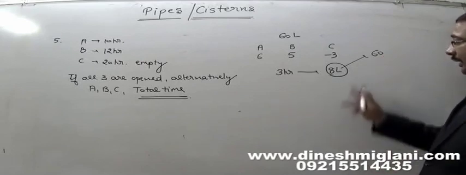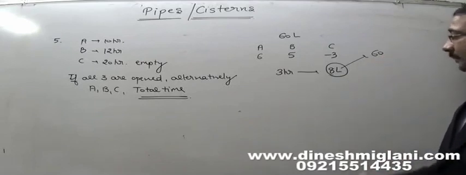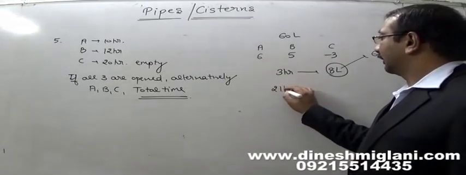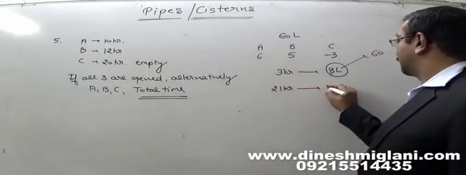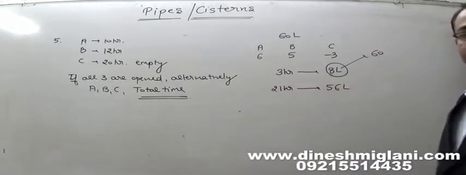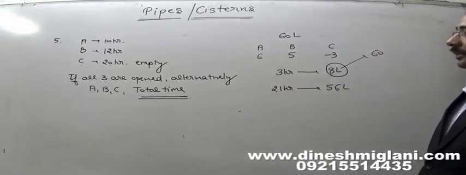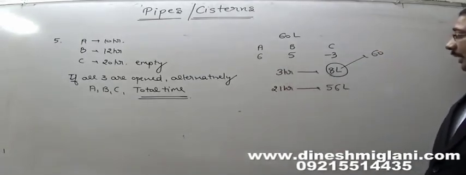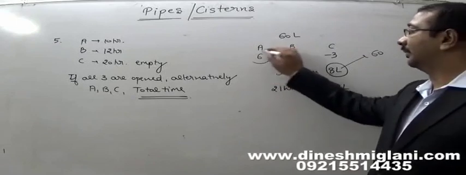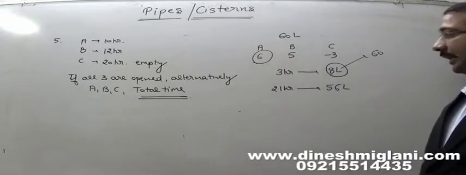So you can say 8 7s are 56. It means in 21 hours 56 liters have been filled, right? Now in the 22nd hour, whose turn is there? There is the turn of A, right? And we know that A in 1 hour fills 6. It means A can fill it, right?